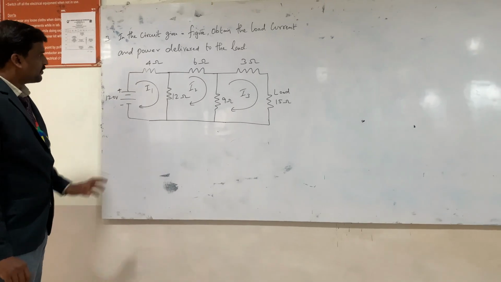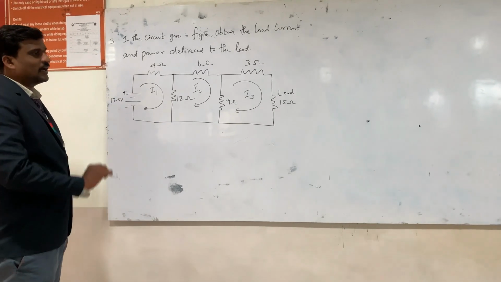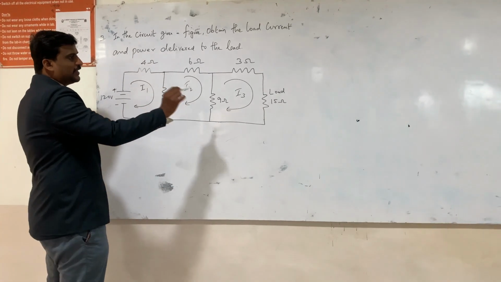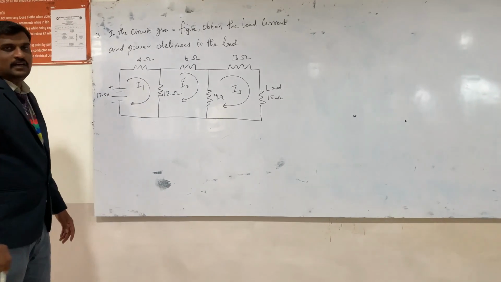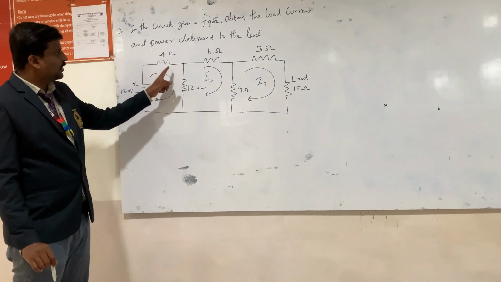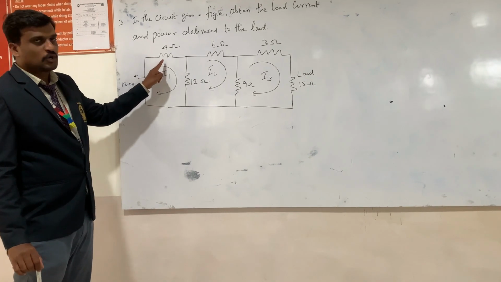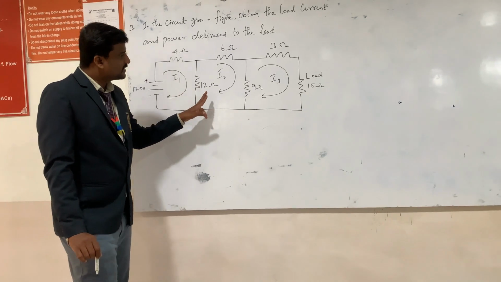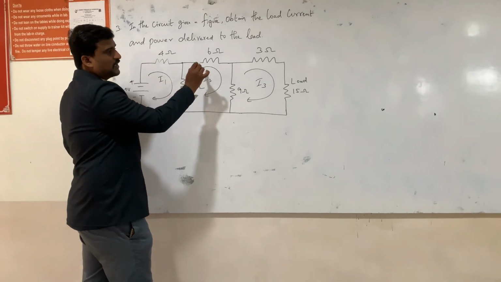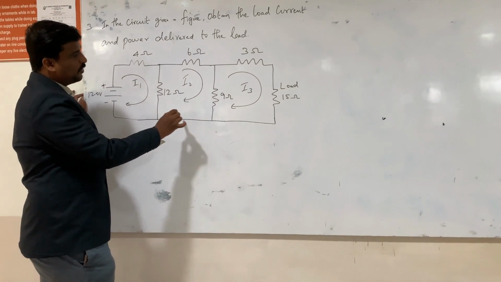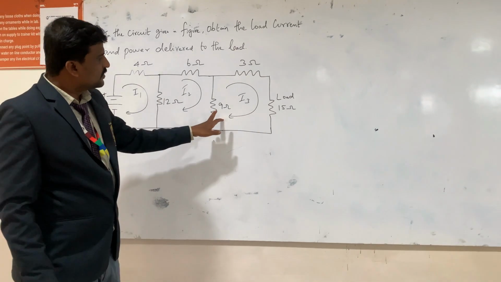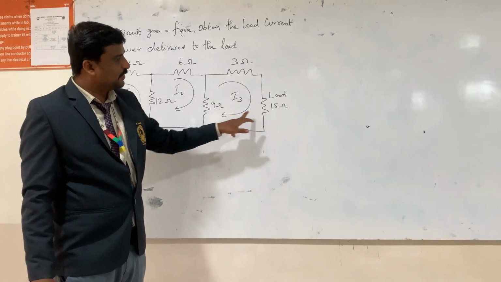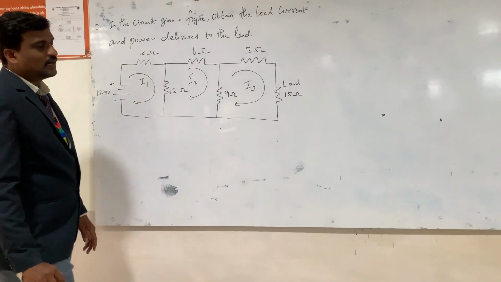So here in this figure, we have given the direction of current for I1, I2, I3, and here we have 3 loops. So this is our loop 1, source, 4 ohm resistor, and 1 ohm resistor, and again to the source. And this is our second loop, so 12 ohm resistor, 6 ohm, and 9 ohm, and again 12. So 9 ohm, 3 ohm, and 15 ohm. So this is our third loop.